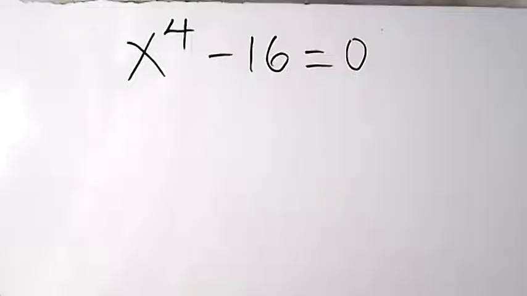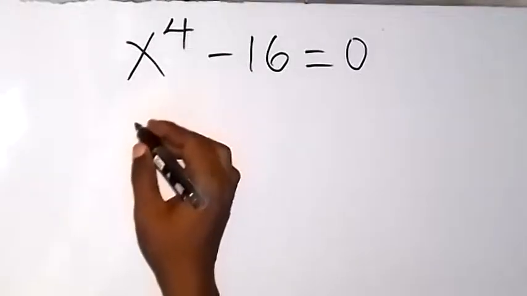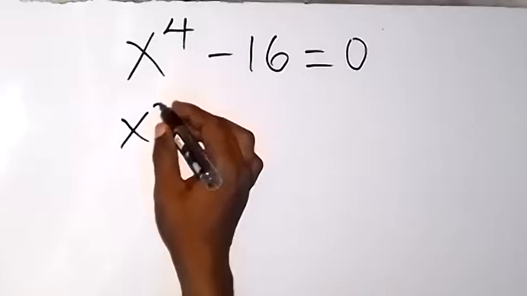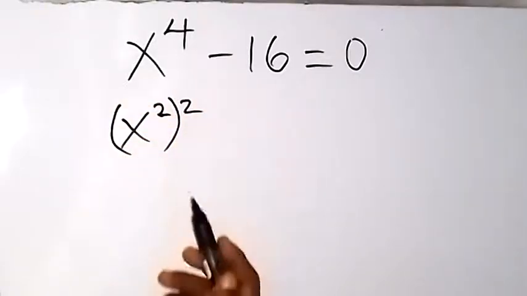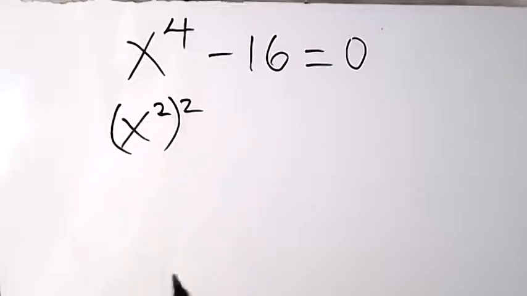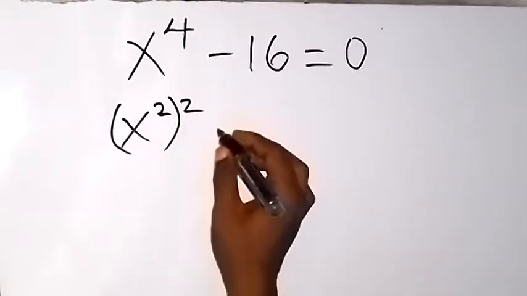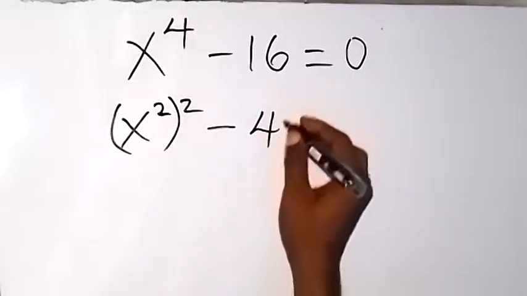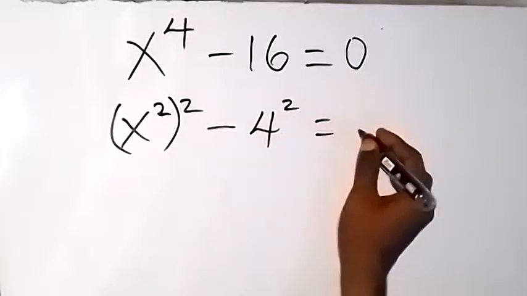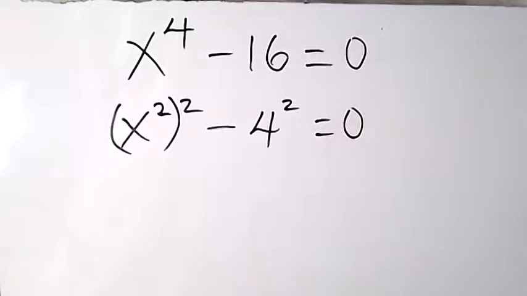Here we want to solve this interesting equation: x raised to power 4 minus 16 equals 0. Let us write this as x raised to power 2, then all raised to power 2, which is the same thing as x raised to power 4 from the law of indices. Then minus, we can write this as 4 raised to power 2, which will give us 0.